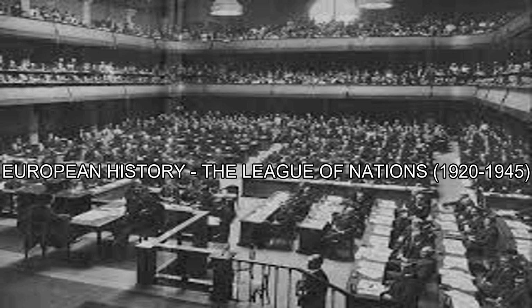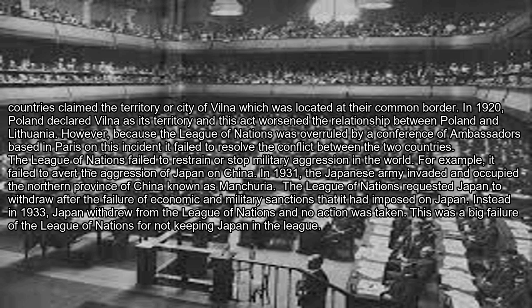Two countries claimed the territory or city of Vilna, which was located at their common border. In 1920, Poland declared Vilna as its territory, and this act worsened the relationship between Poland and Lithuania. However, because the League of Nations was overruled by a conference of ambassadors based in Paris on this incident, it failed to resolve the conflict between the two countries.